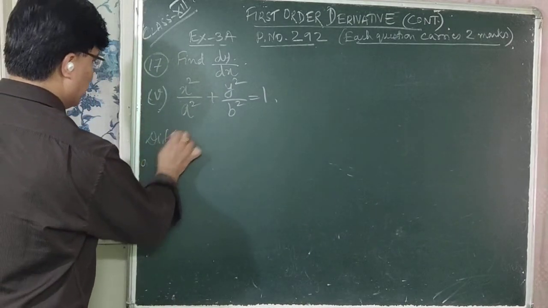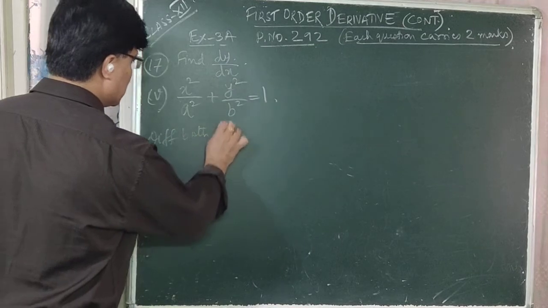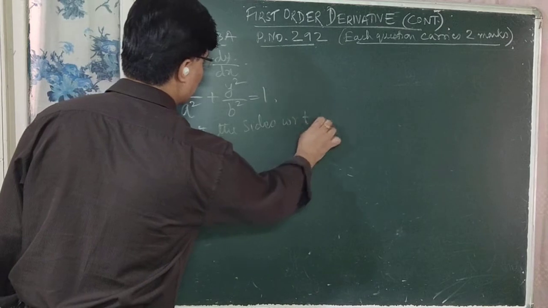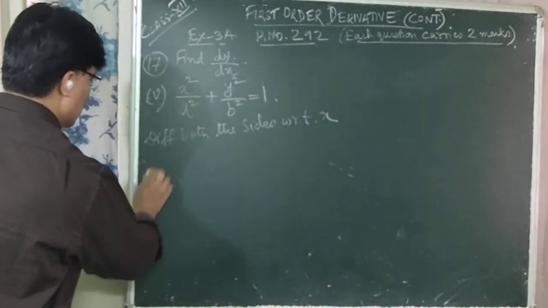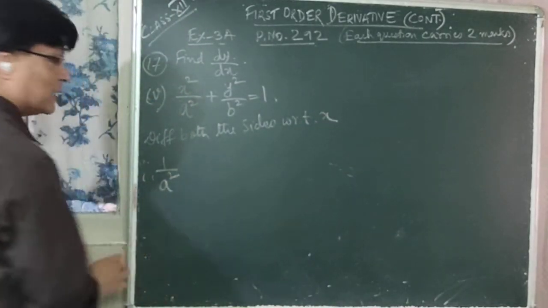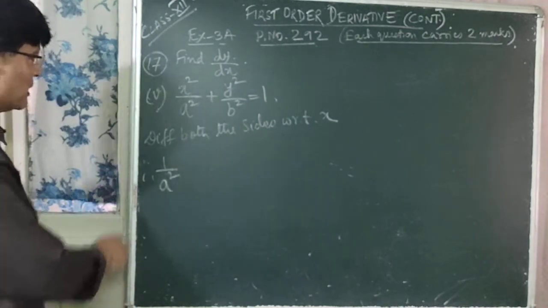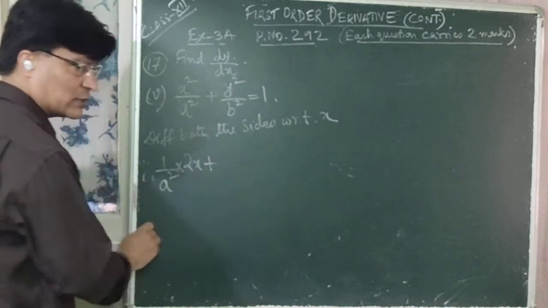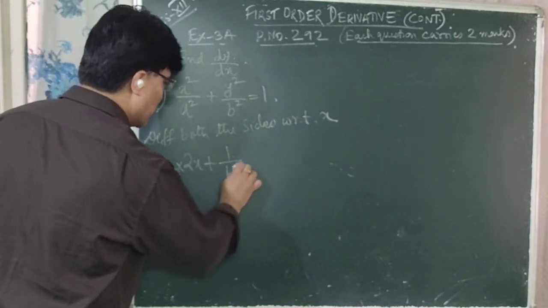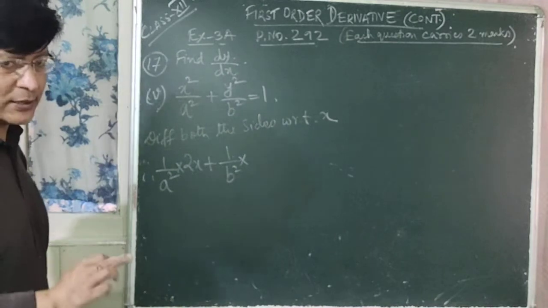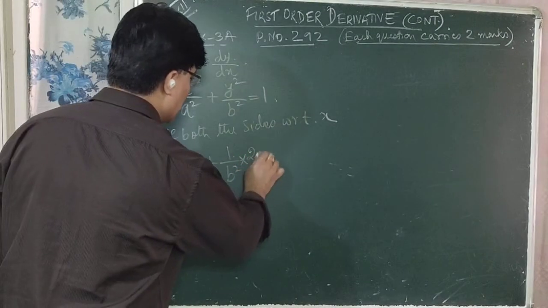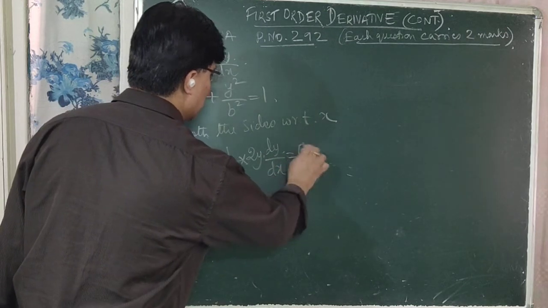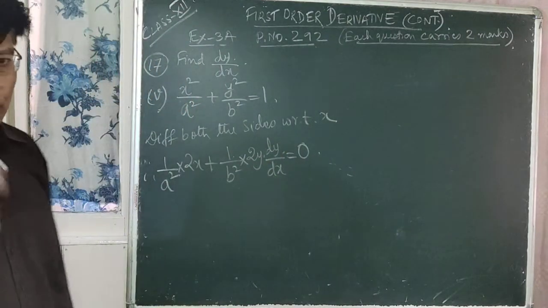Okay? So differentiating both the sides with respect to x. So therefore 1 upon a square is constant. You should write it before dy by dx. 1 upon a square is constant. What is dy by dx of x square? 2x plus 1 upon b square is again here constant, isn't it? What is the differentiation of y square? It is 2y into dy by dx, which is equal to differentiation of 1 is always 0.